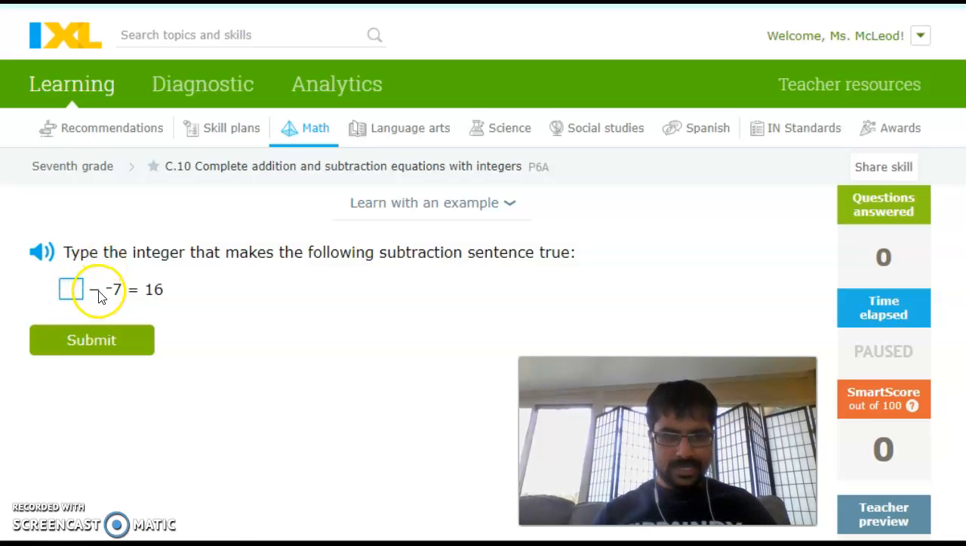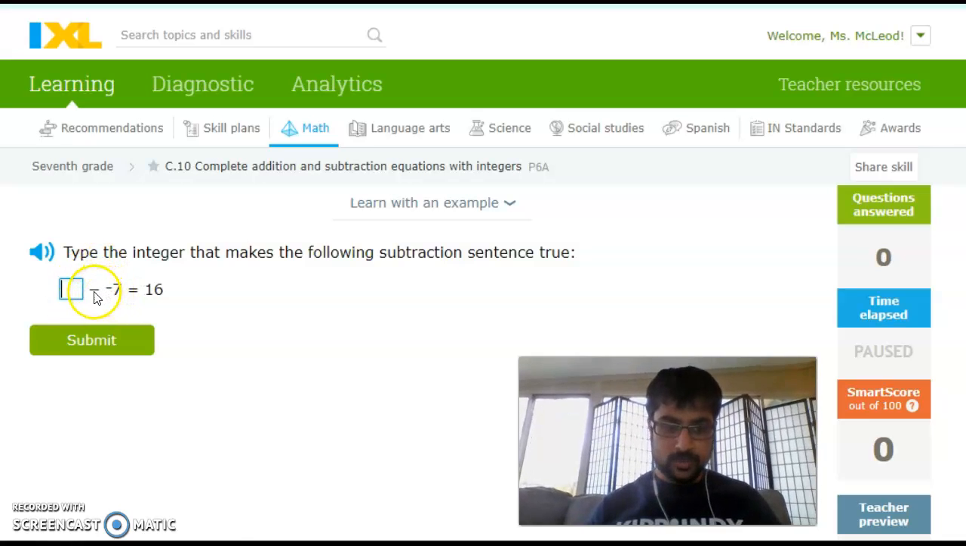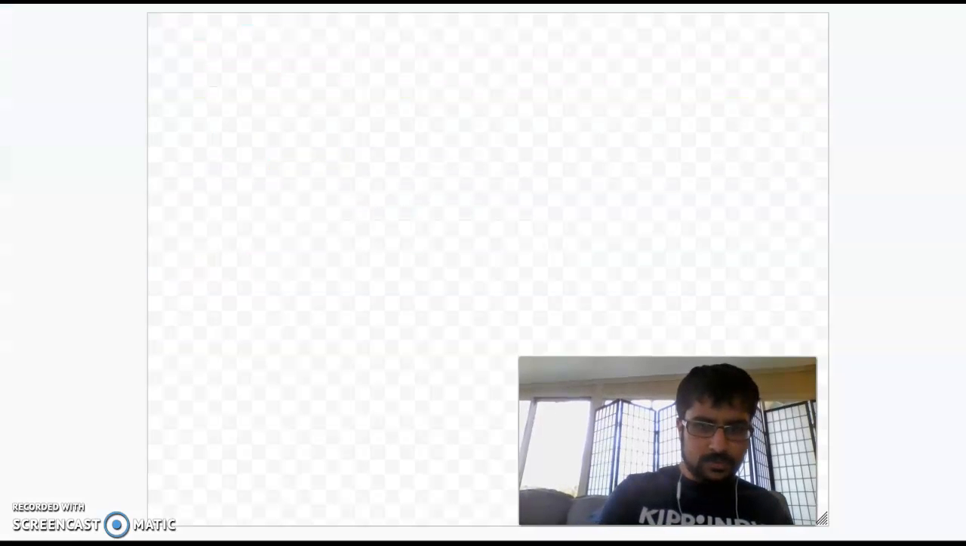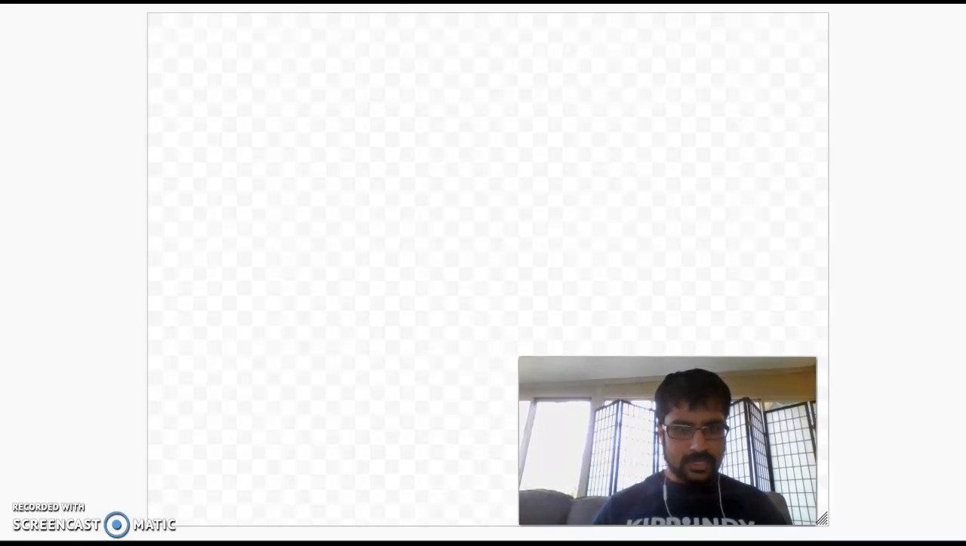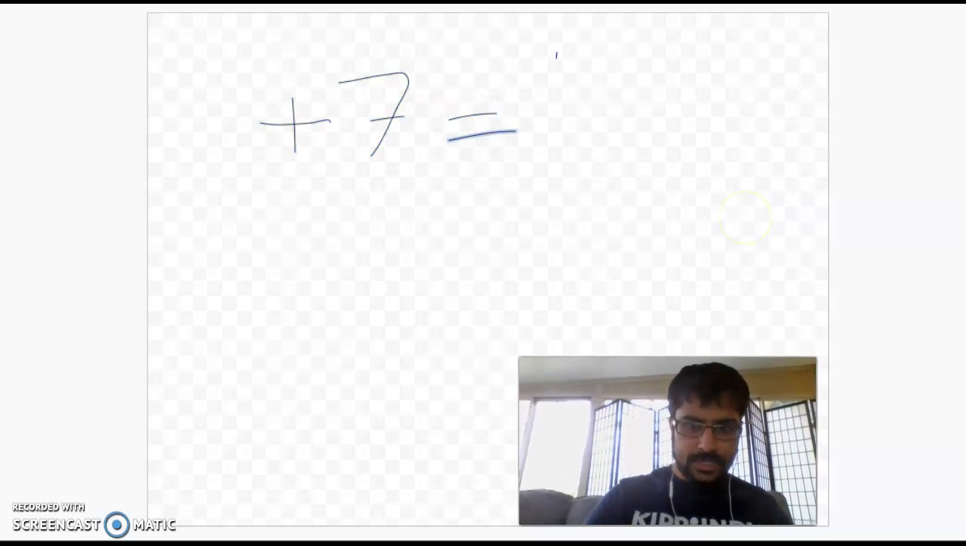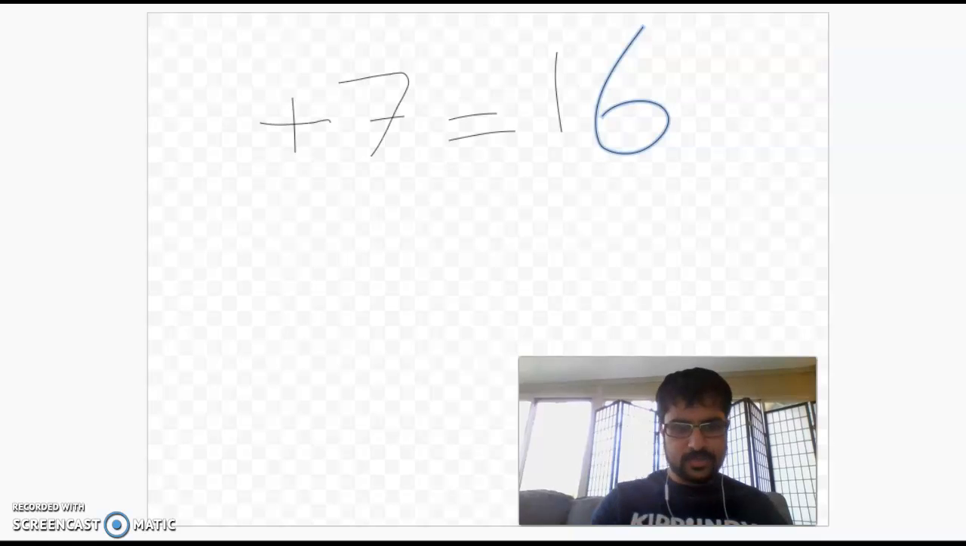What I do know is that I need to apply my rules of integer addition and subtraction. And one of those rules is that if I see myself subtracting a negative, I'm going to change that to adding a positive. So what I've really got here is a number where if I add 7, I get to 16. I need to figure out what that number could be.